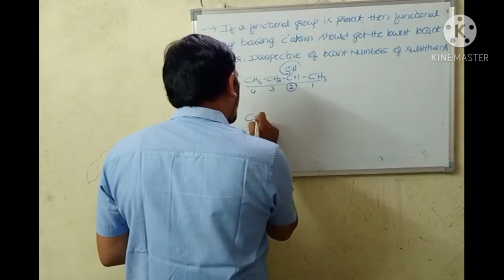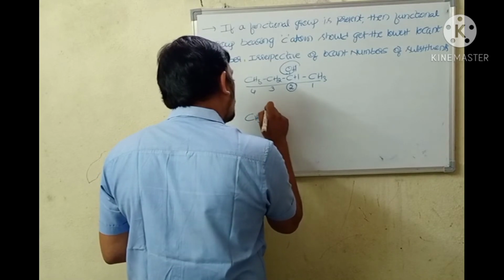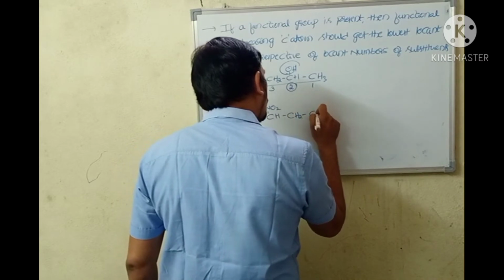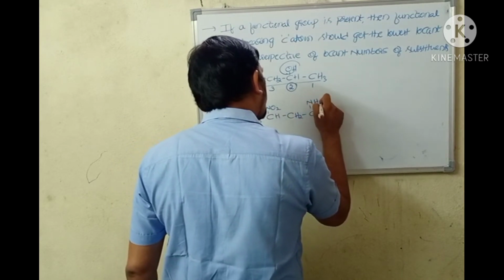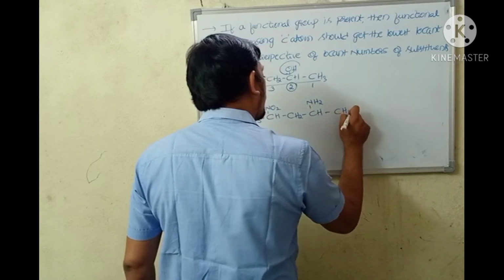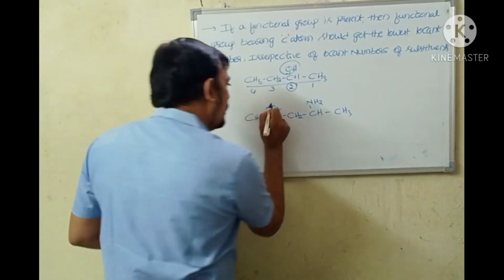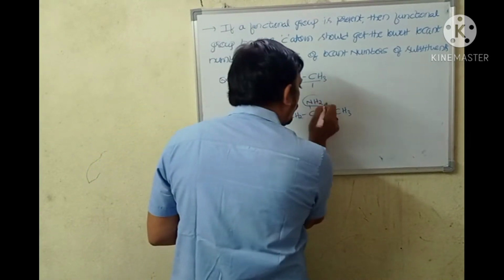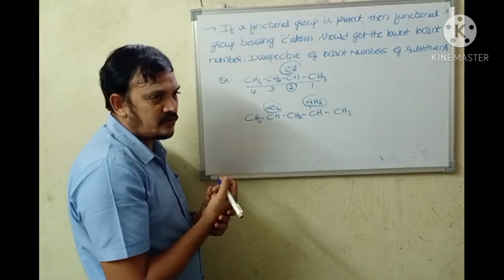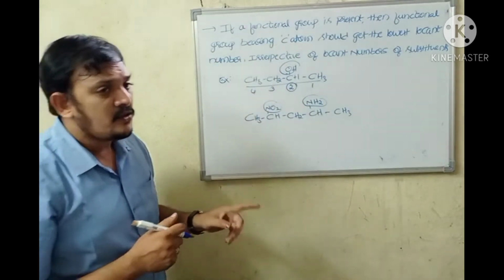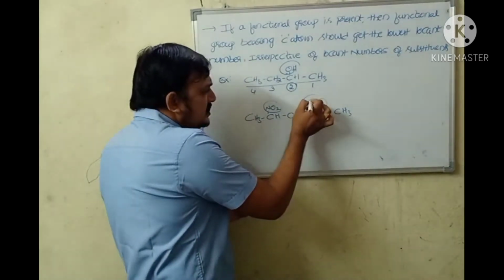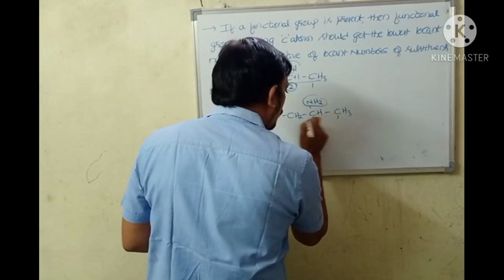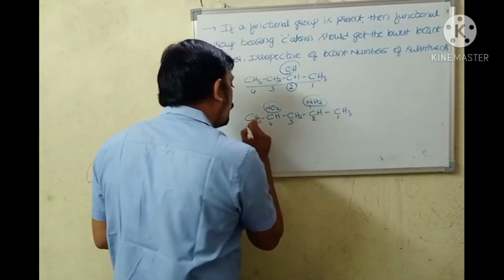Now if CH3, CHNO2, CH2, CHNH2, CH3, a compound like that. Here you can see the nitro group is a substituent, it's not a functional group, and the amine group is the functional group. So I said to you, while numbering, you should take care that the functional group bearing carbon atom should get the lowest locant number. So 1, 2, 3, 4, 5 it will be.